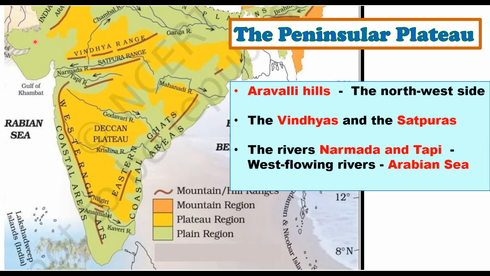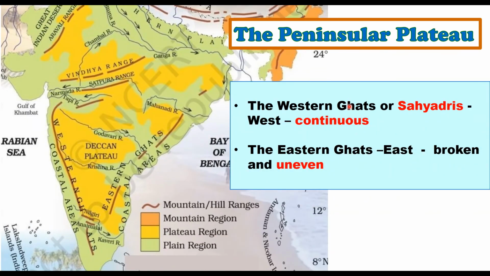Aravalli Hills, one of the oldest ranges of the world, border it on the northwest side. Vindhyas and Satpuras are the important ranges in the Peninsular Plateau. The rivers Narmada and Tapti flow through this range. These are west-flowing rivers that drain into the Arabian Sea. The Western Ghats or Sahyadri border the plateau in the west and Eastern Ghats border the plateau in the east. While the Western Ghats are almost continuous, the Eastern Ghats are broken and uneven.